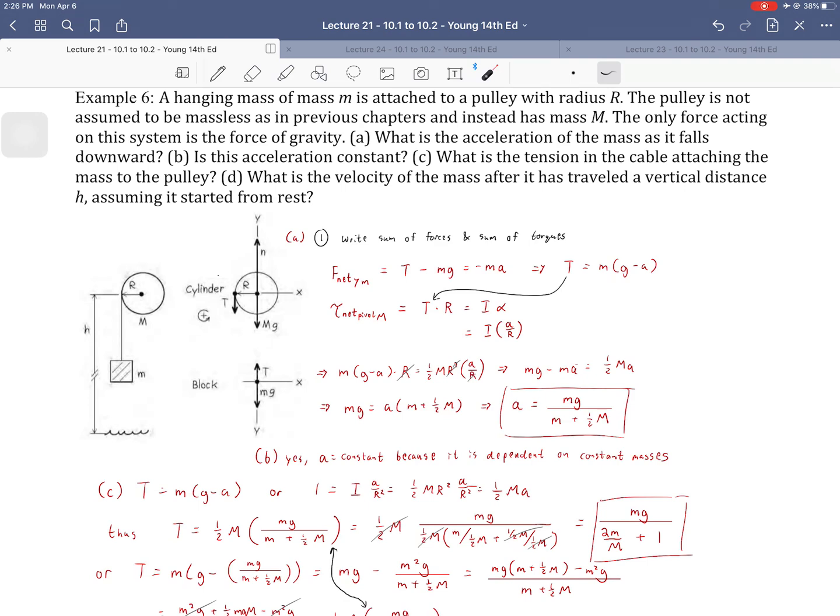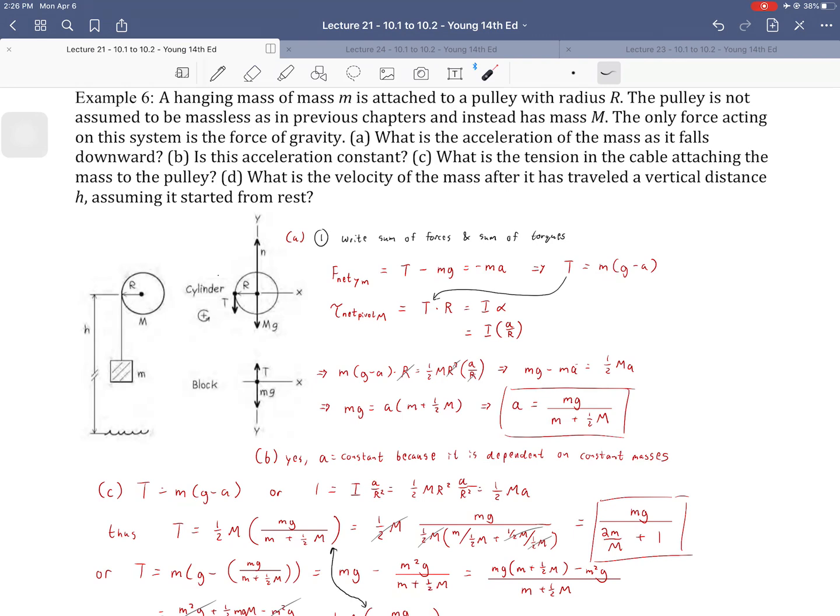That allows me to write m times (g minus a) times r equals 1/2 mr squared times a over r. A over r, again, is just that alpha equals translational acceleration divided by radius. The other thing to think about is that, remember, that acceleration is the tangential form of translational acceleration.